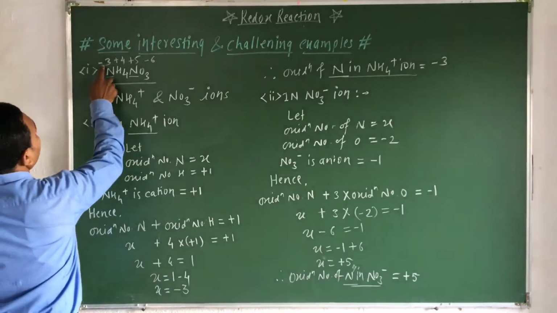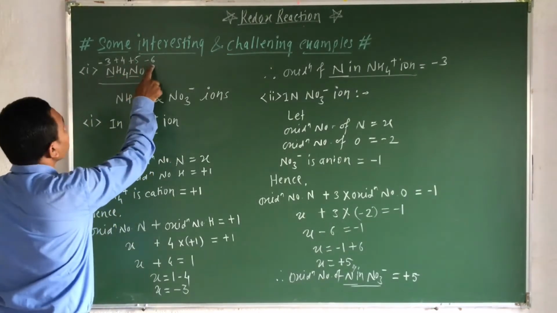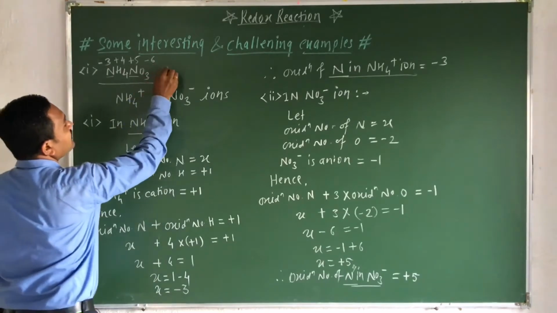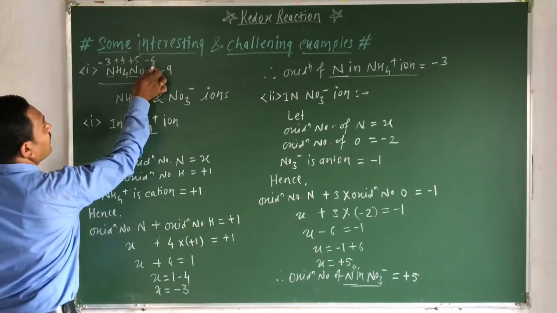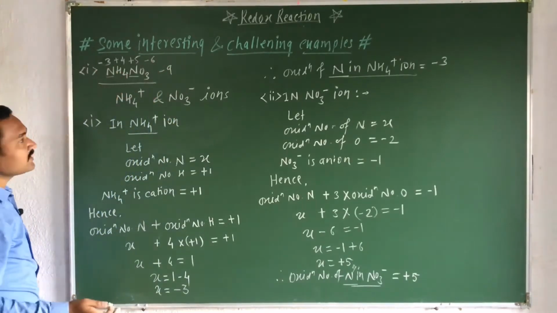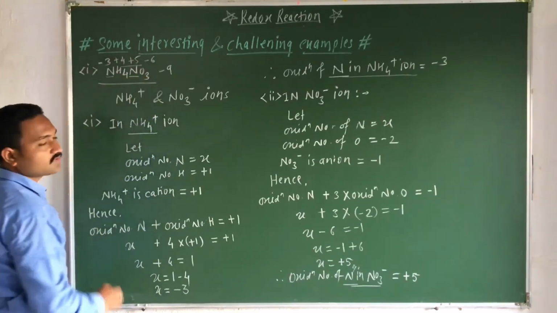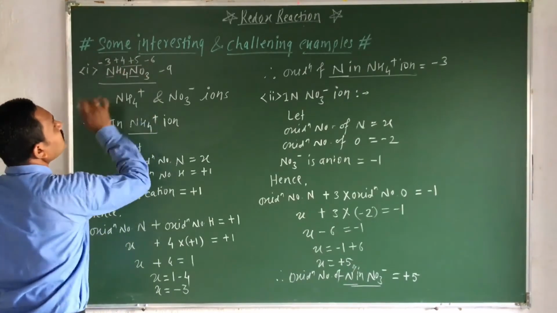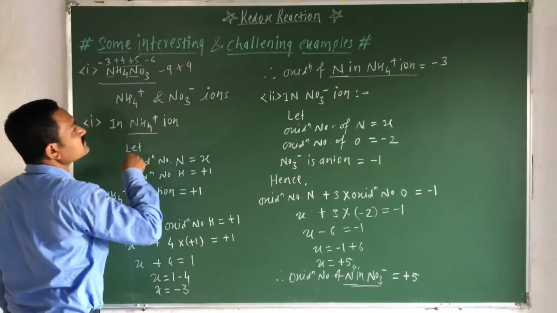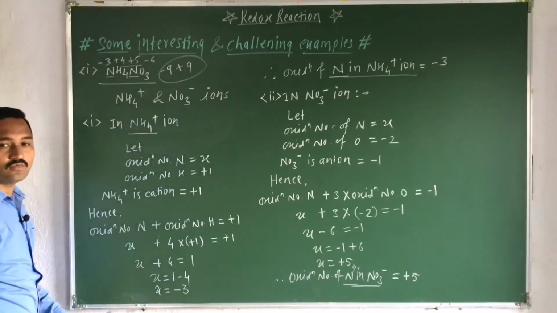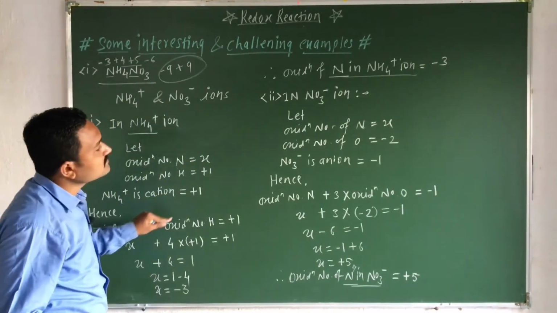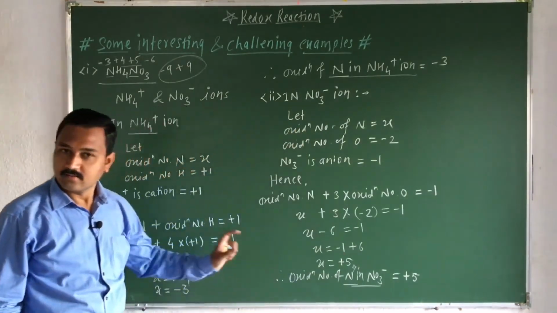So obviously -3 minus 6 will be -9. Okay, -6 minus 3 will be equal to -9. Now 5 plus 4, that is plus 9. So the total is 0. So this is the method for solving this particular example.